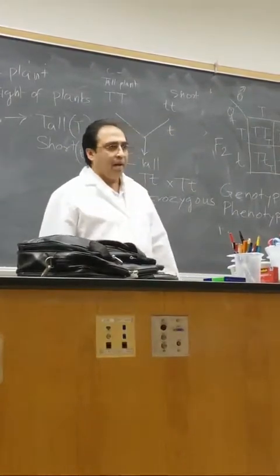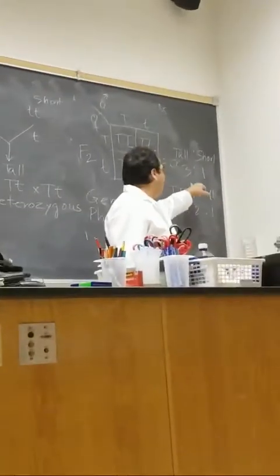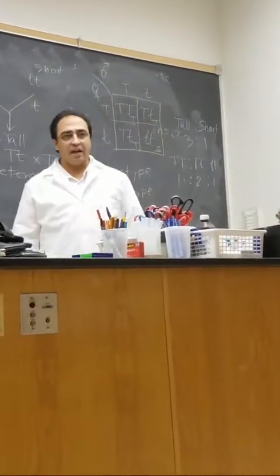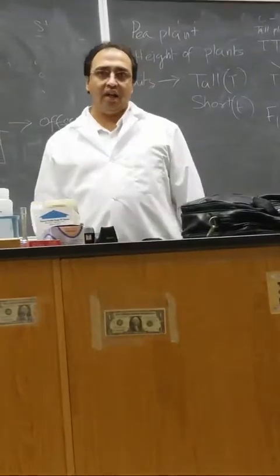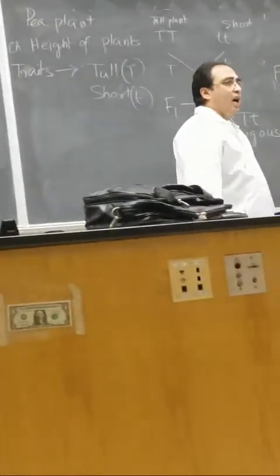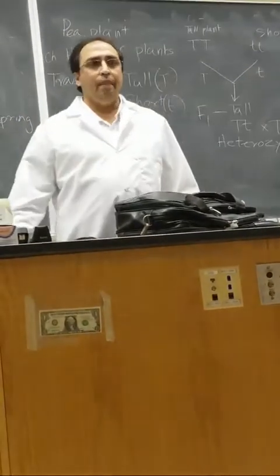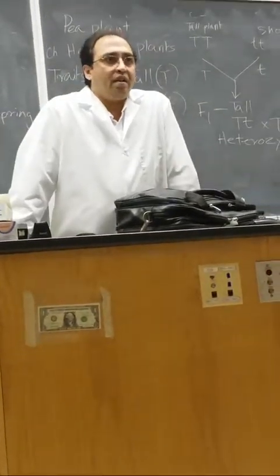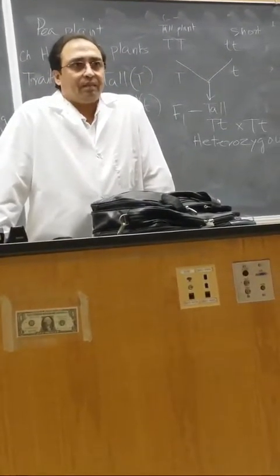Now, after this test, we got the phenotypic ratio, that is tall versus short, 3:1. The genotypic ratio is 1:2:1. This is called Mendel's monohybrid cross. Clear? This part.